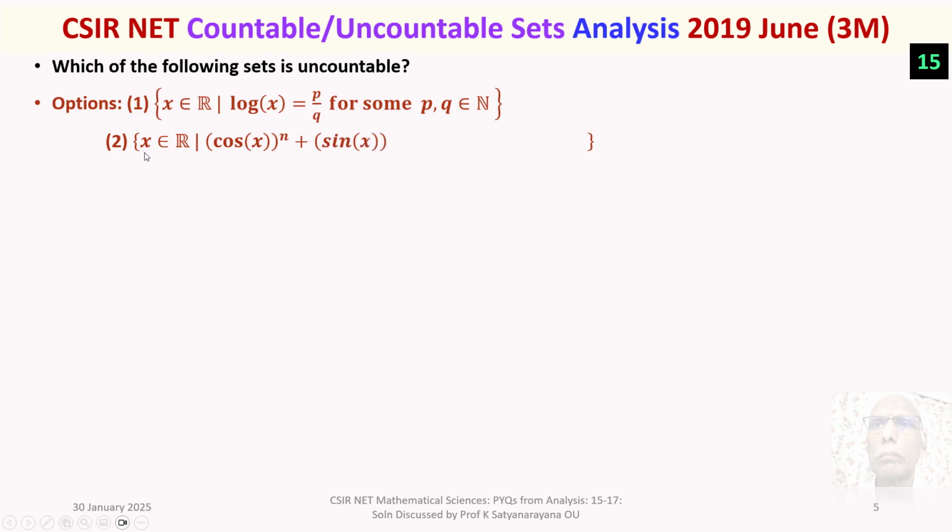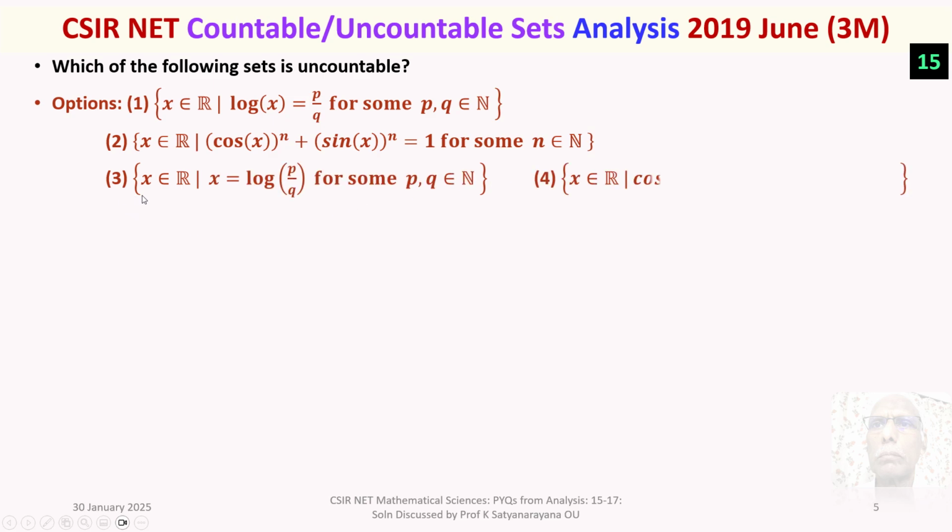Option 2, the set of all x belongs to R such that cos x to the power of n plus sin x to the power of n is equal to 1 for some n belongs to N. Option 3, set of all those x belongs to R such that x is equal to log of p by q for some p, q belongs to N. Option 4, the set of all those x belongs to R such that cos x is equal to p by q for some p, q belongs to N. We now discuss the solution of the problem in detail.